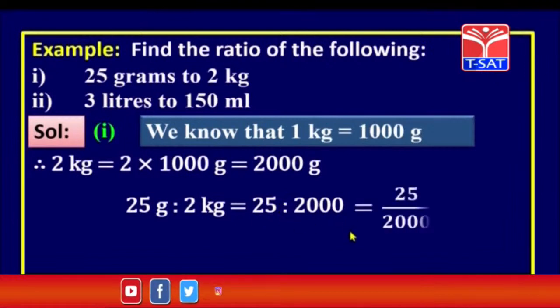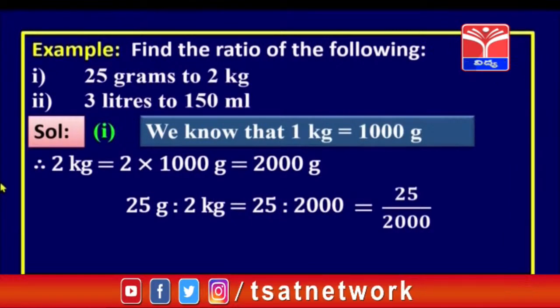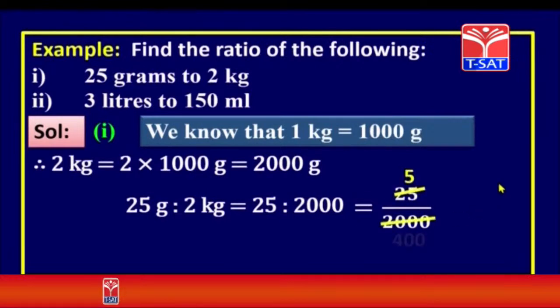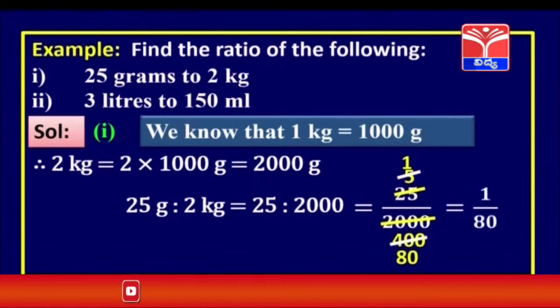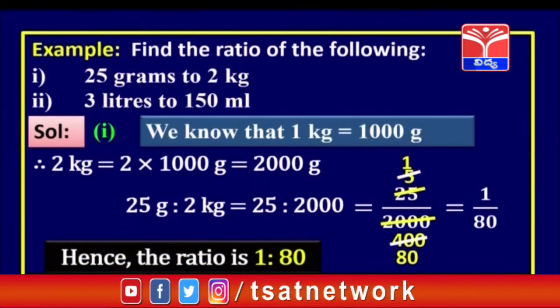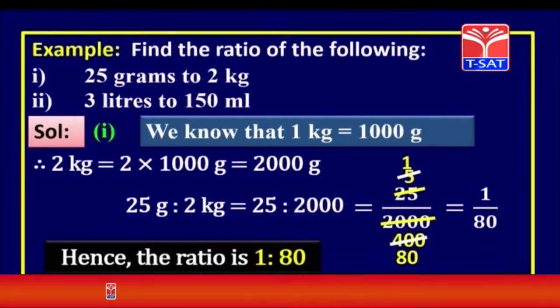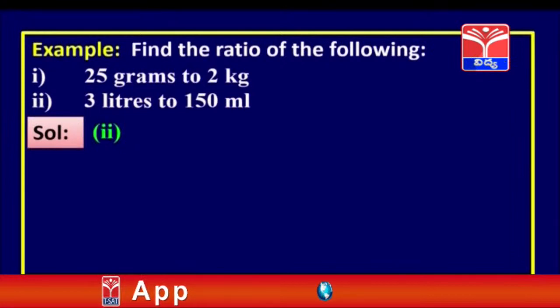Now this can be written as 25 by 2000. There is a common factor of 5. 5 goes in 25 five times and in 2000 it goes 400 times. Now again 5 goes in 5 one time and in 400 it goes 80 times. So how much do you get, children? 1 by 80. That means the ratio becomes 1 is to 80. Got it, children? Let us move on to our second part, that is 3 liters to 150 ml.